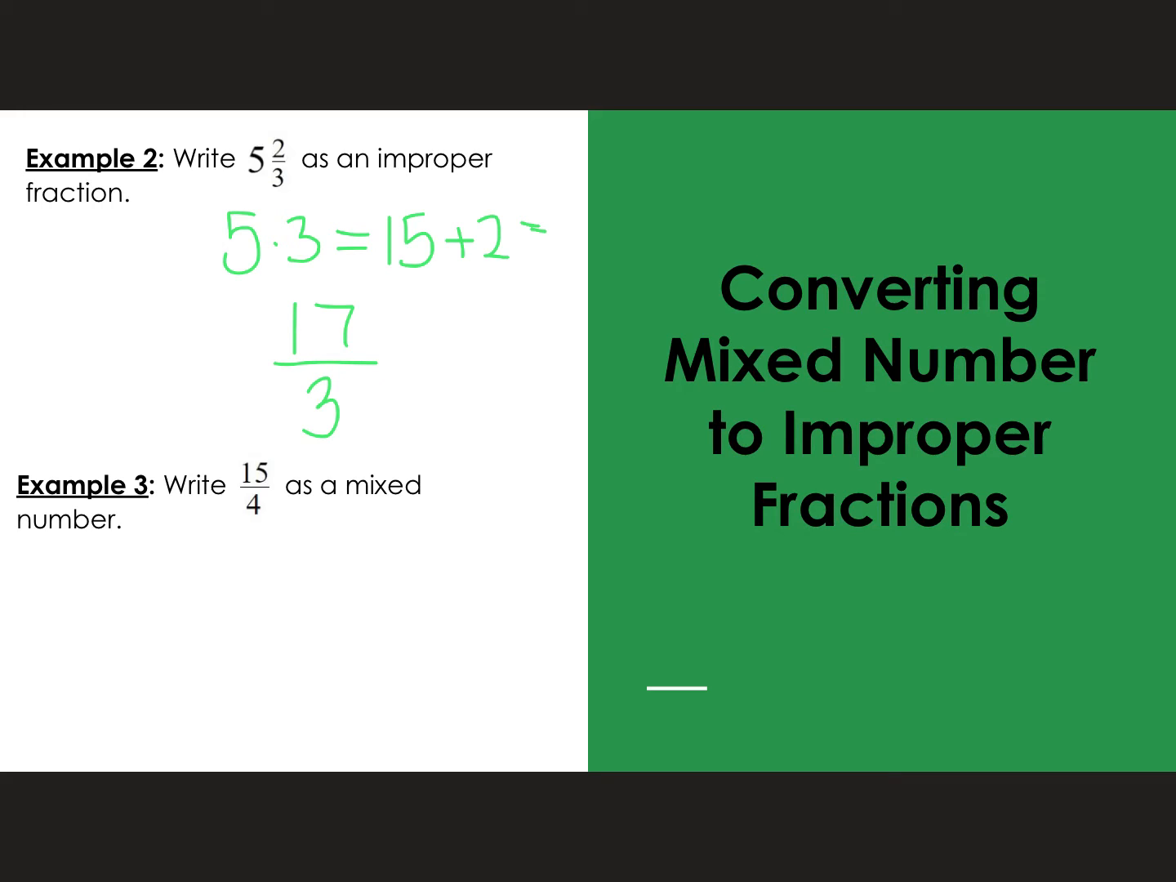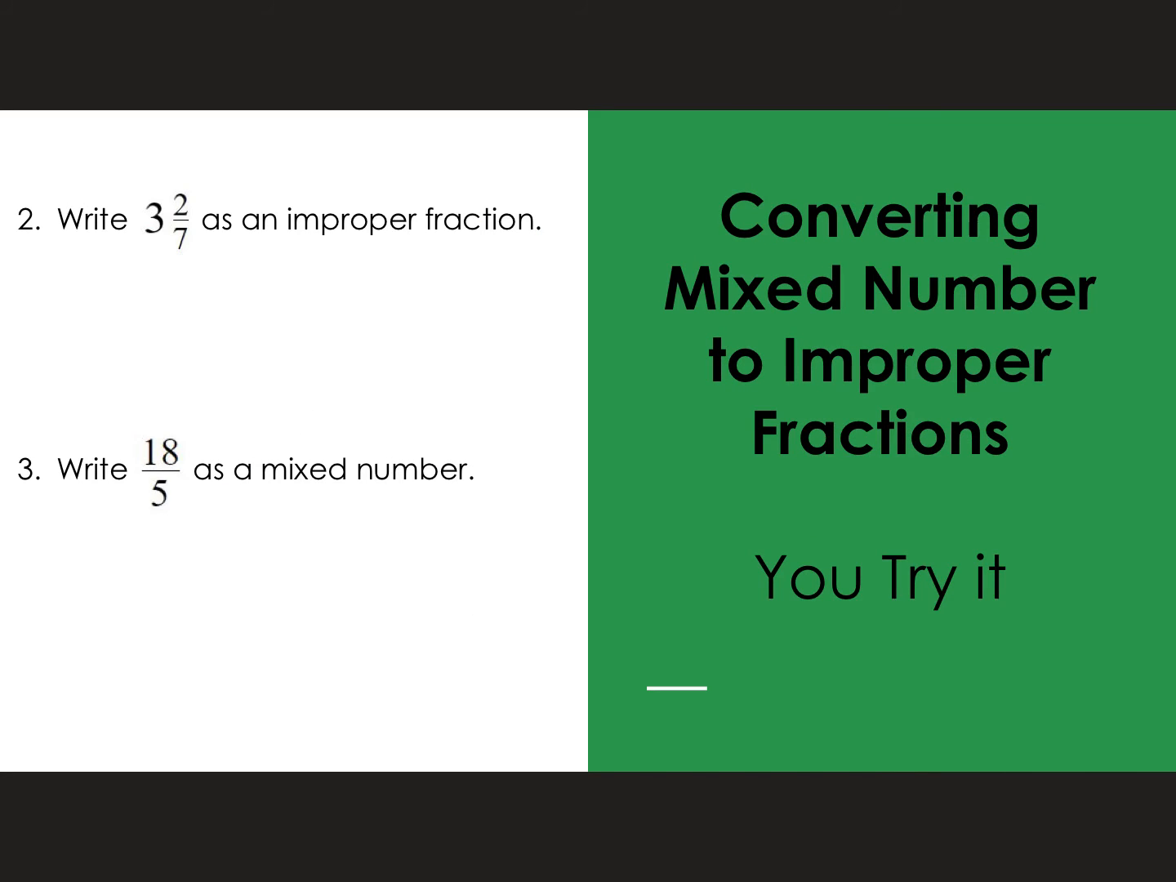Now, if we go the other way, I have to say, well, how many times does 4 go into 15? Or I have to take 15 and actually divide it by 4. So 4 goes into 15 3 times. 3 times 4 is 12. 15 minus 12 is 3. So this is how I write it. I take my big 3, that's my whole number, and I'm going to put my remainder over the divisor. You try it.